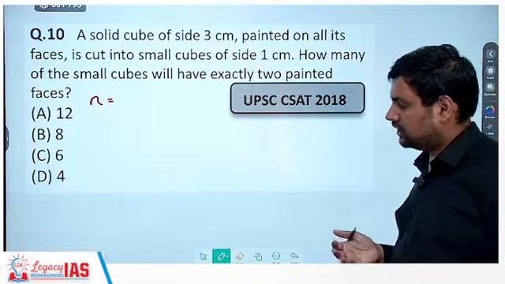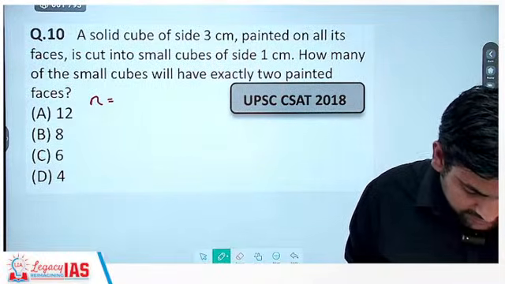Yes, Shweta, correct. Do it, everyone. It's very easy.